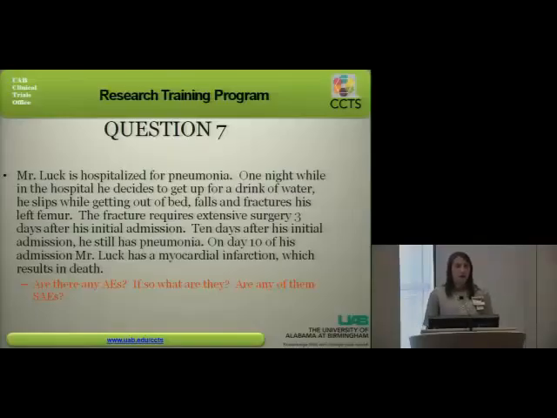So Mr. Luck has potentially 3 SAEs. One would be the pneumonia due to the hospitalization. Another SAE would be the left femur fracture, because this did cause an extended hospital stay and required extensive surgery. And also the third serious adverse event would be the myocardial infarction with an outcome of death.